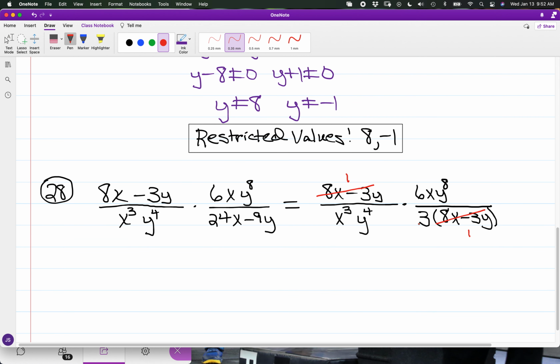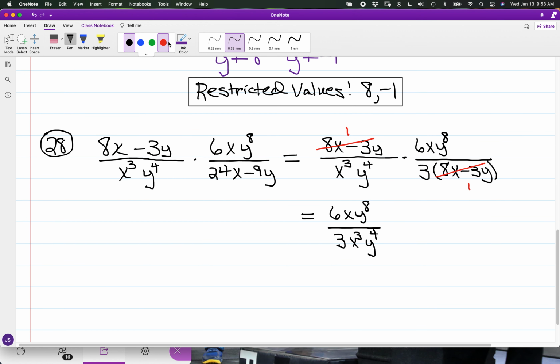And I could have simultaneously reduced 6 over 3, but I'm just going to bring this to the next step. So you have 6x y to the 8th all over 3 times x cubed y to the 4th. Now for 6/3, 3 will go into 6 2 times.